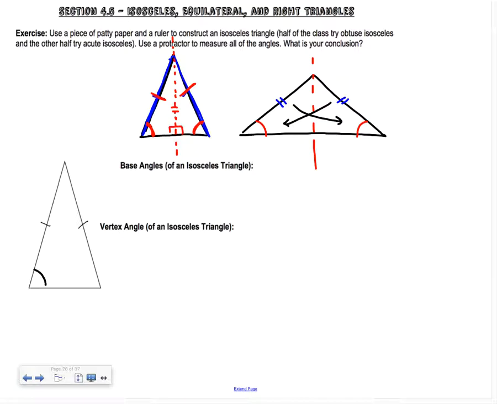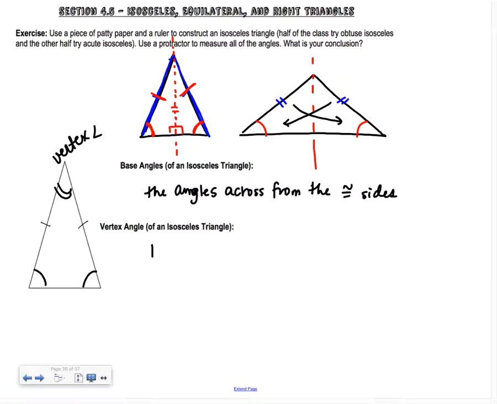So the base angles of an isosceles triangle are the angles across from the congruent sides. And then the vertex angle is up here. So this is the angle between the congruent sides.